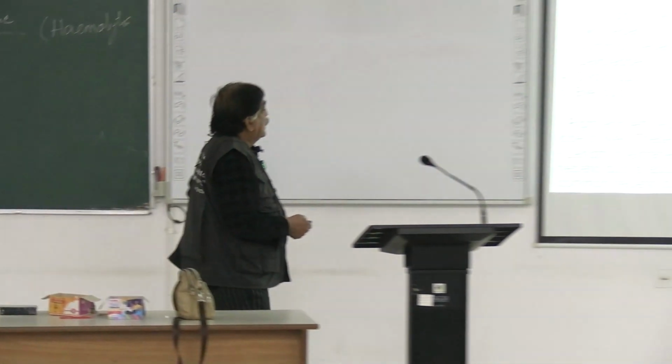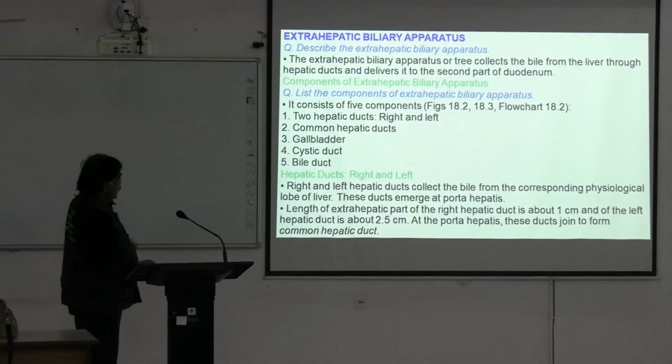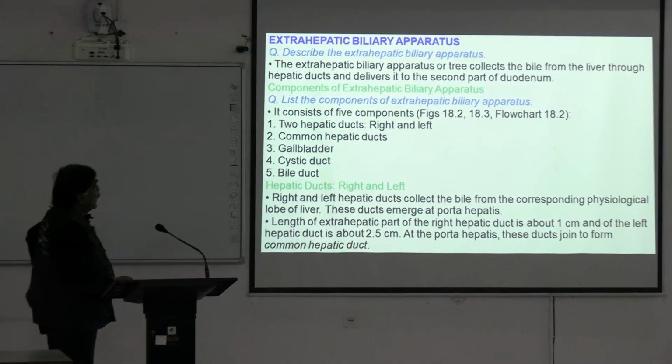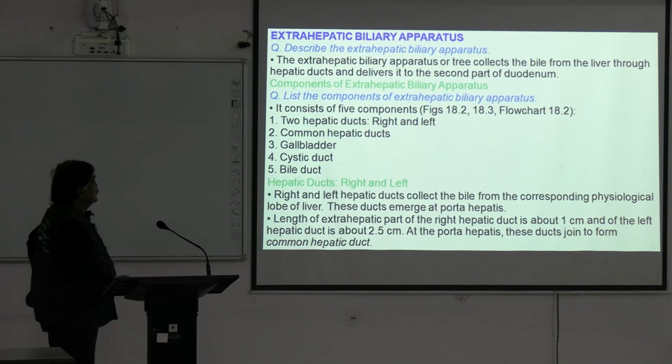So, the right and left hepatic ducts collect the bile from the corresponding physiological lobe of the liver. These ducts emerge at the porta hepatis. The length of the extrahepatic part of the right hepatic duct is about 1 centimeter and of the left hepatic duct about 2.5 centimeters. At the porta hepatis, these ducts join to form the common hepatic duct.